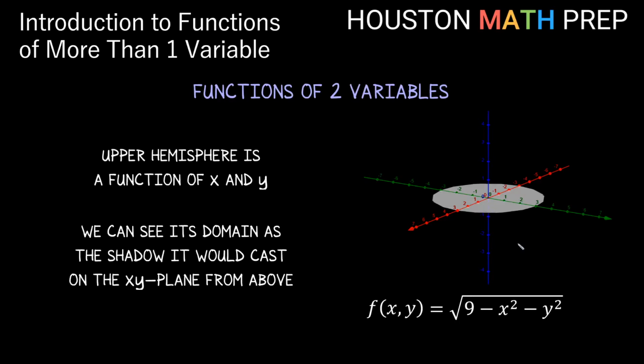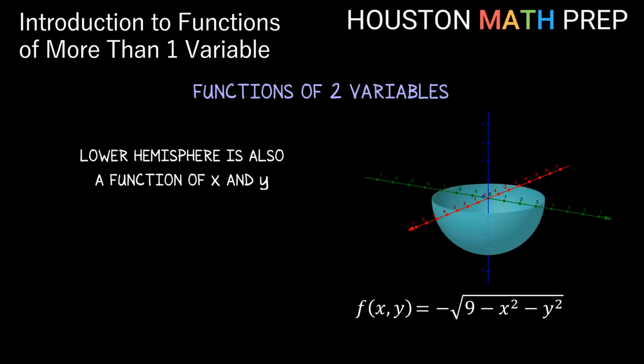If we attempt to plug in some point in the xy plane outside of this region, we won't get a defined real number value for z. You can see why that might be, since it would make the quantity under the square root a negative number, and square roots of negative numbers are not real number values.